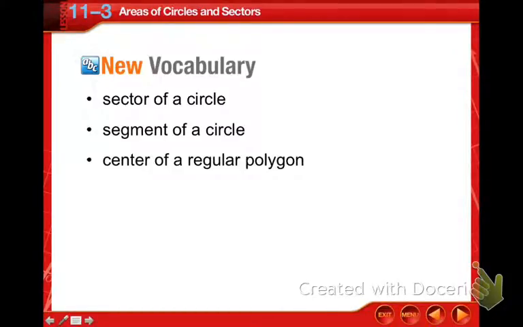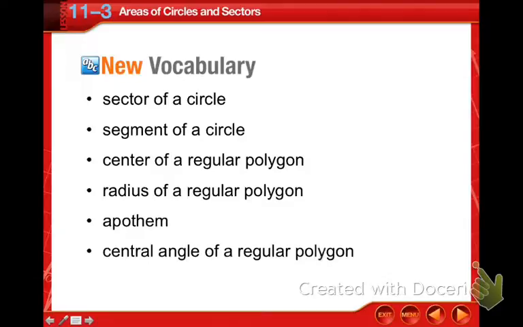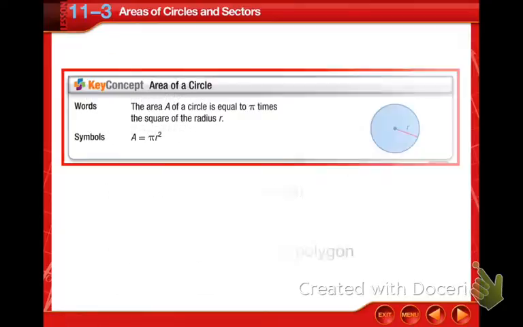So, vocab for the day: sector of a circle, segment of a circle, center of a regular polygon, radius of a regular polygon, apothem, central angle of a regular polygon, and composite figure. So, area of a circle, hopefully you've heard this before, is the area is equal to pi r squared. So pi, 3.14 if you round it, times the radius squared.